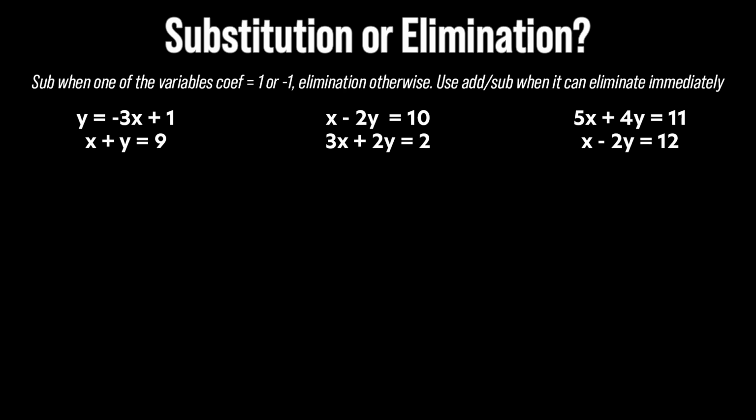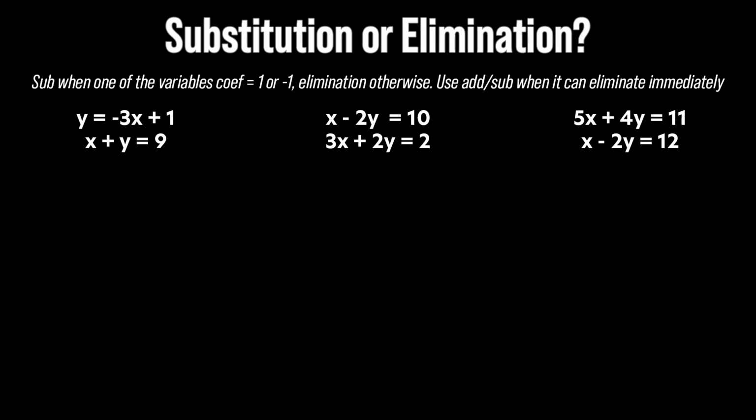Today we're going to learn about substitution or elimination. Which one do you use and when? Substitution is when one of the variables' coefficients is 1 or -1. Otherwise, you use elimination, by multiplication specifically. And we're also going to talk about elimination using addition or subtraction, and you'd use this when it can eliminate one of the variables immediately.